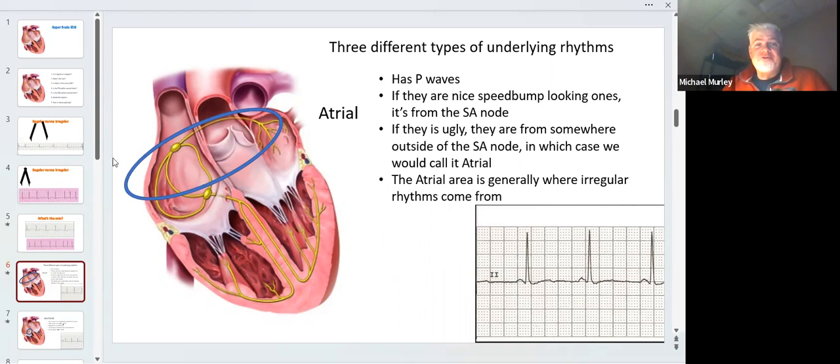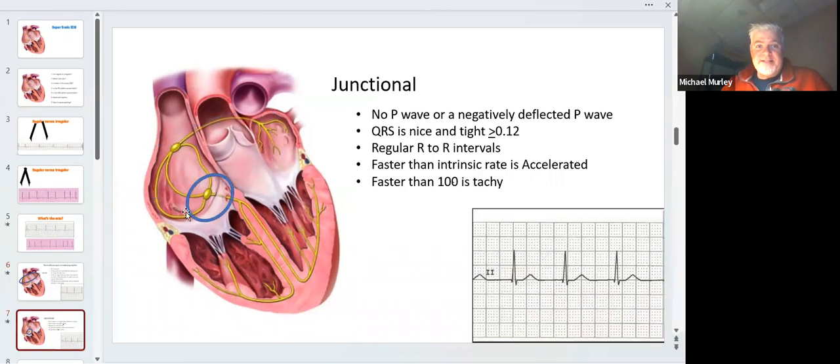Another thing about the atrium up here, the atrial rhythms, is this is the location of irregular rhythms. So when you think of sinus dysrhythmia, irregular sinus rhythm, when you think of AFib, those are all up here, the irregular ones. So yeah, atrial. It's got a P wave or some positive looking bump that's associated with that QRS complex. It's atrial in origin.